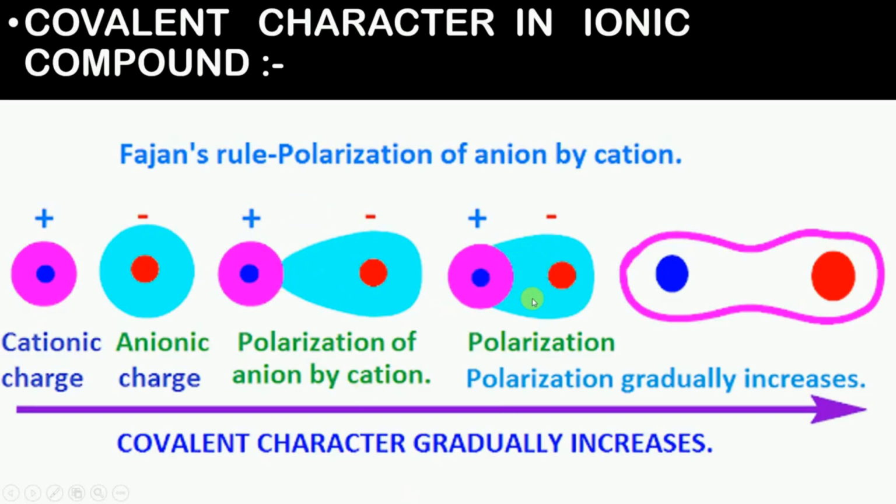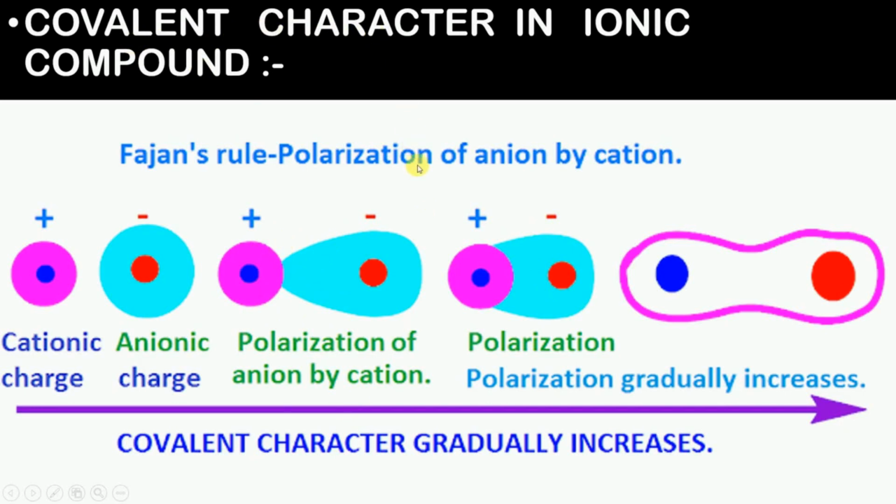Now, you might have observed a difference between this figure and this figure. What is the difference over here? Here, the electron cloud has merged more, and therefore there is greater polarization taking place, and here the electron cloud has merged less. Therefore here there is less polarization. Greater the polarization, greater will be the covalent character developed. Less the polarization, less will be the covalent character developed.